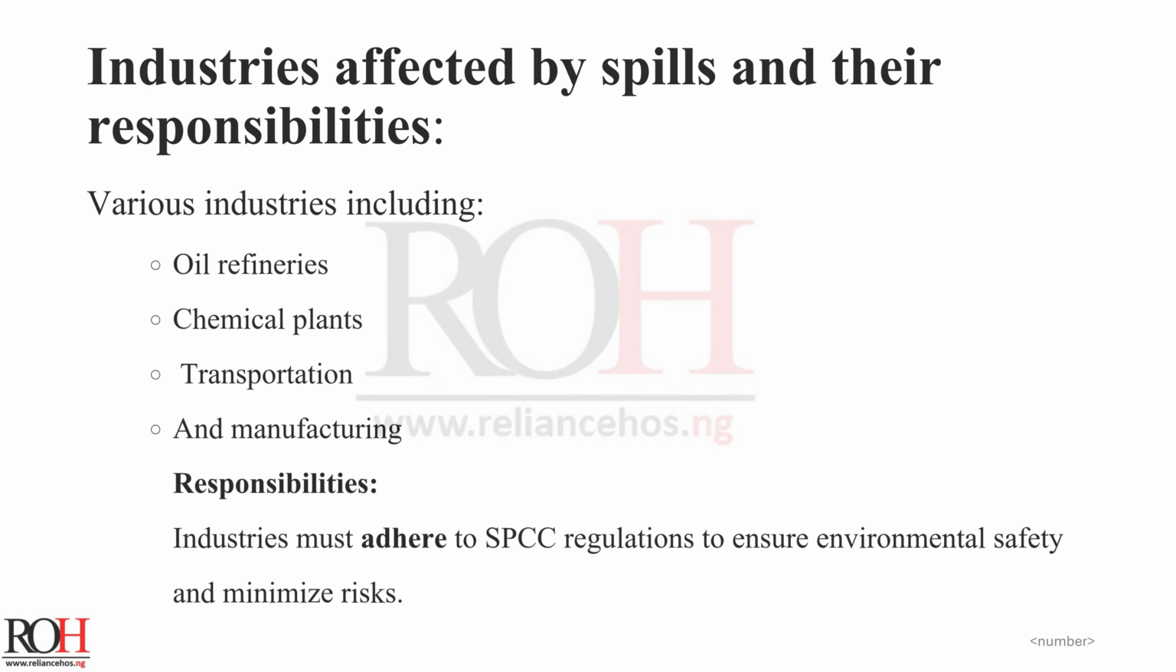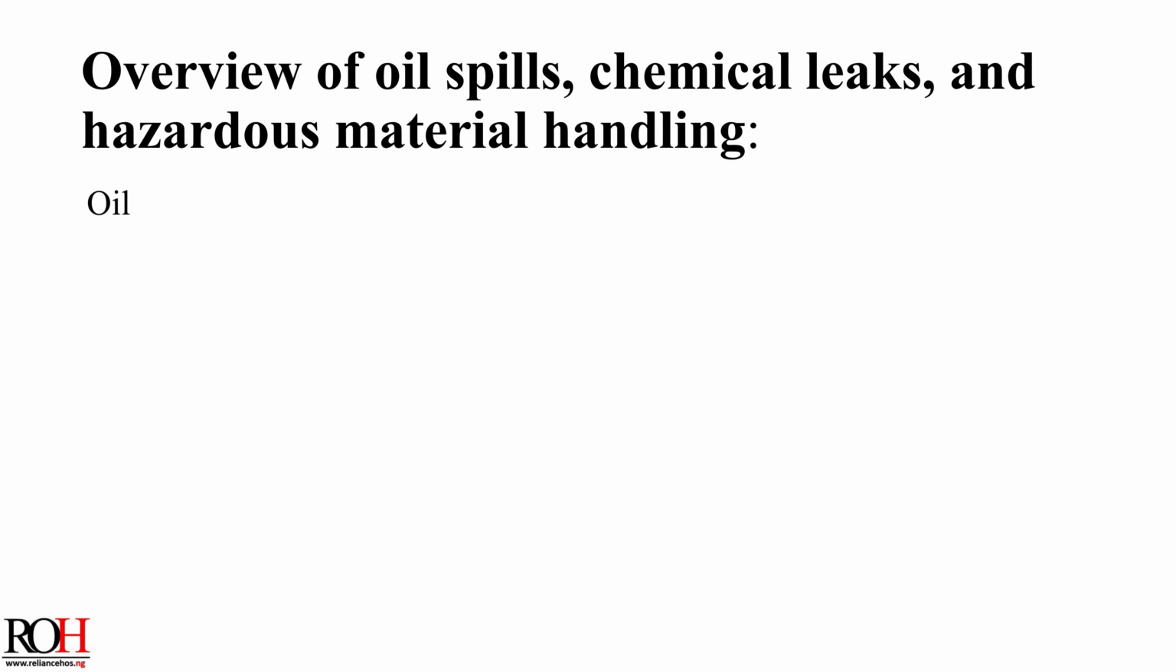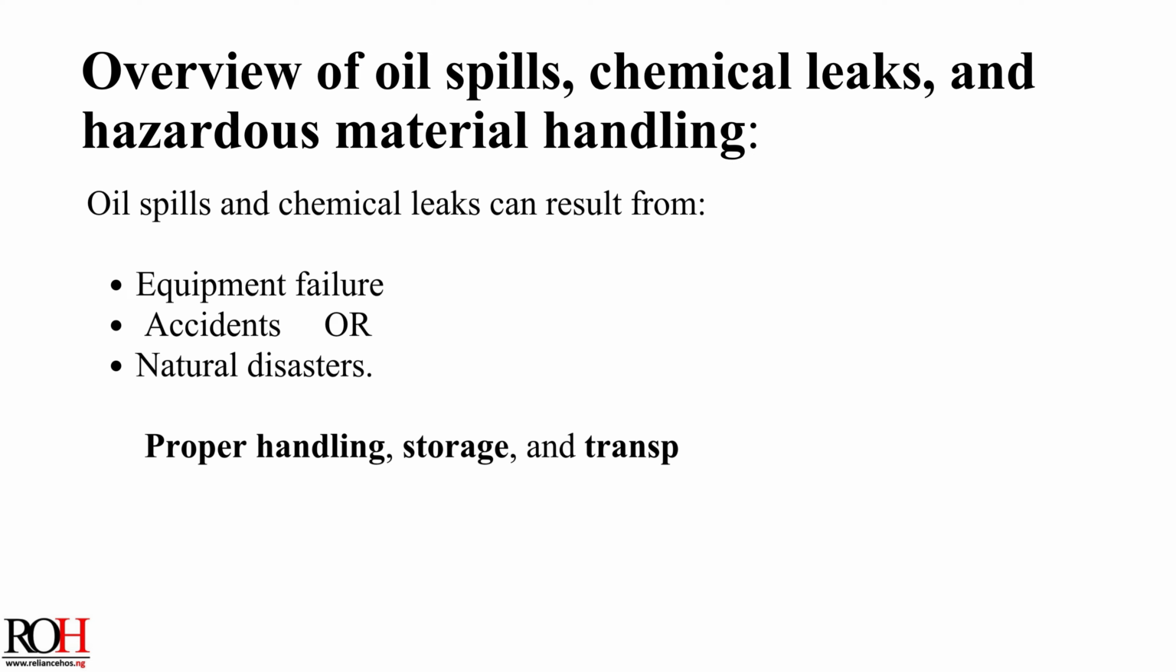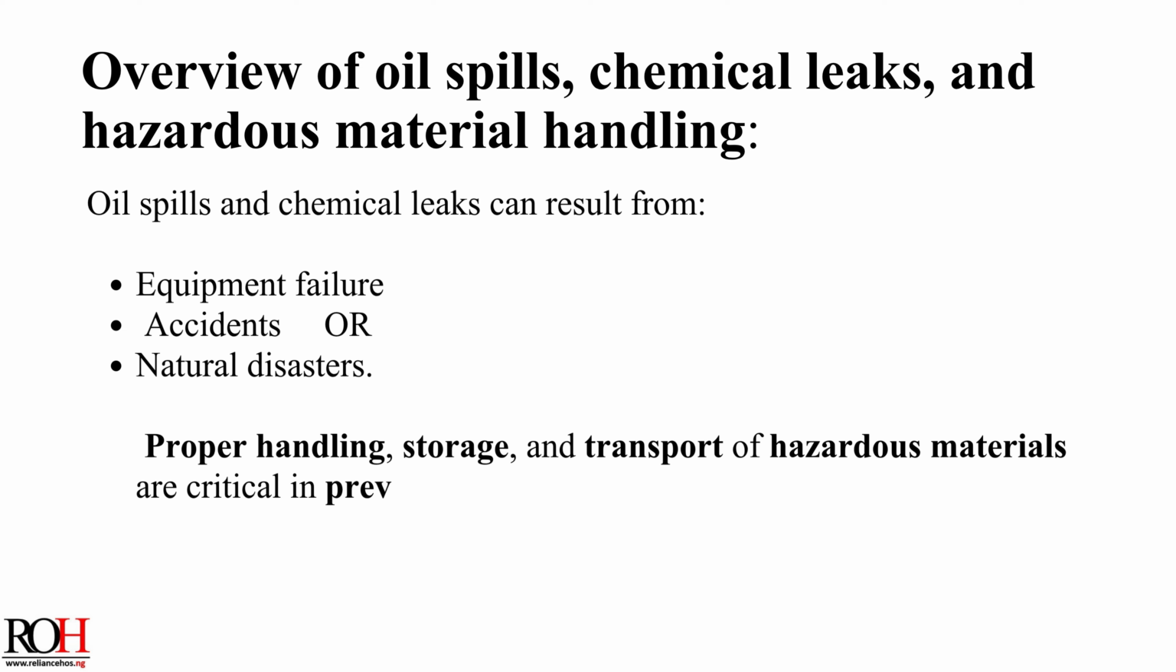Overview of oil spills, chemical leaks, and hazardous material handling. Oil spills and chemical leaks can result from equipment failure, accidents, or natural disasters. Proper handling, storage, and transport of hazardous materials are critical in preventing such incidents.